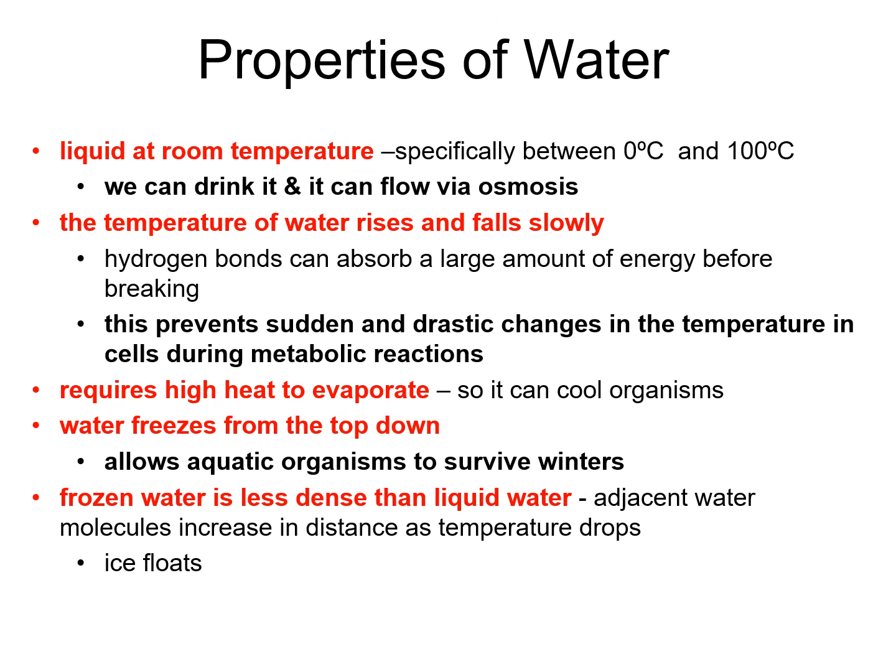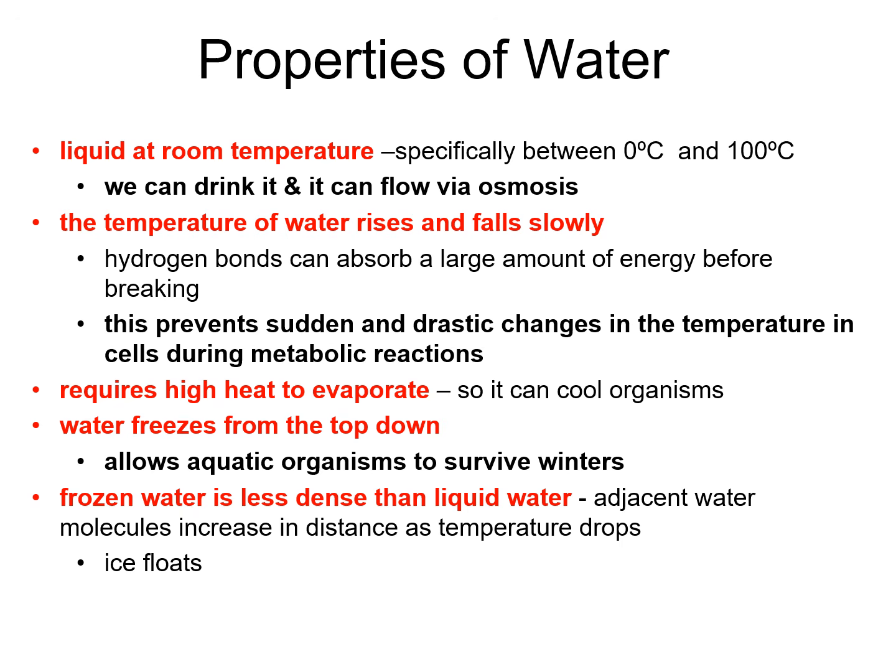That means we as human beings can drink it, but it also means that water can move in and out of living organisms very easily. The temperature of water rises and falls very slowly, and this is a property of the hydrogen bonds. They can absorb a large amount of energy before they break. So this prevents sudden and drastic changes in temperature in cells undergoing metabolic reactions. A lot of metabolic reactions are going to produce heat as a byproduct, and without the ability of water to absorb this heat, well, the temperature of the system would change dramatically.